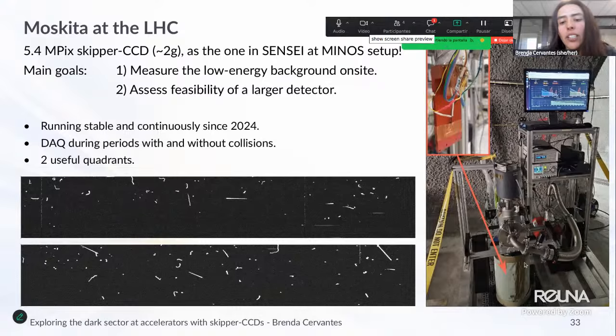Moskita has a small lead shield, 2 inches of lead, but it's not a super powerful shield. But actually, we have seen that it reduces the environmental backgrounds by a factor of 3. In DarkBit, we currently have no shield, but we have also bought a 2-inch lead shield that we will install at some point later this year. And that will give us an expected reduction of 3 times the backgrounds. But that's all we plan for now.